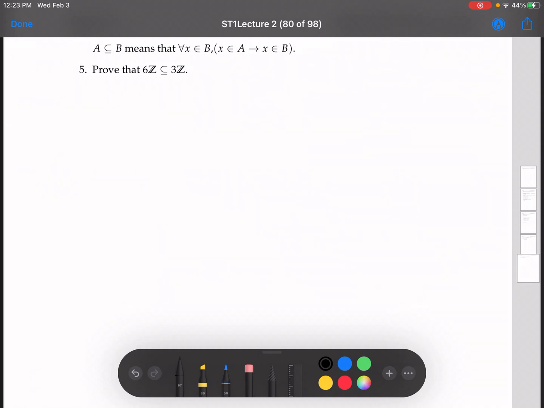All right, so the point of problem 4 on set theory 1 is to get you to work through the necessary details to understand a proof that 6Z is a subset of 3Z. So let's prove this now.